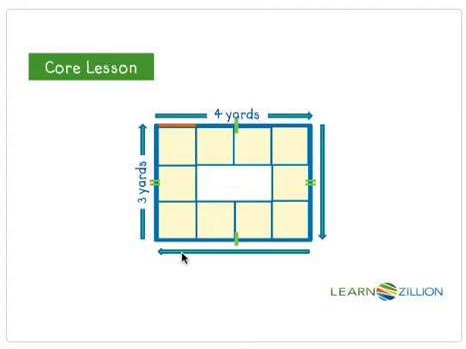Counting the outer line segments of each square all the way around the rectangle, we see that we get a total of 14. Because the unit of measurement is yards, each line segment will represent 1 yard, so our perimeter in this example equals 14 yards.